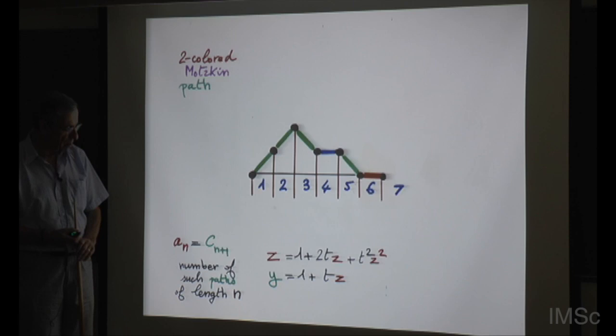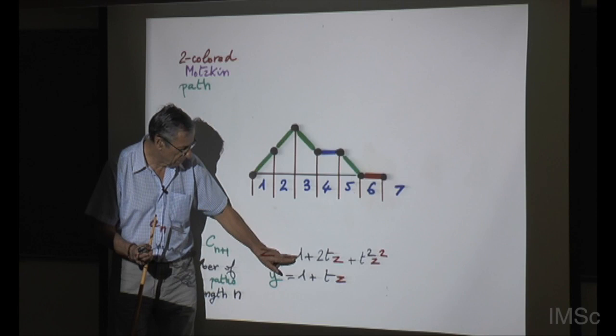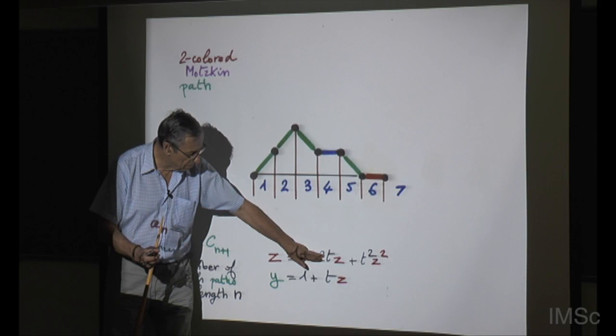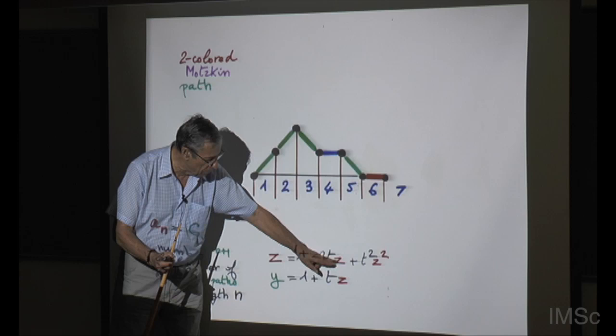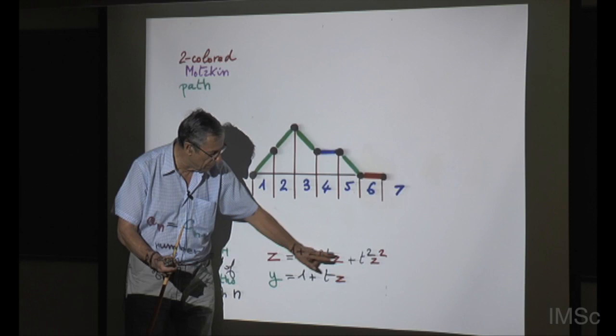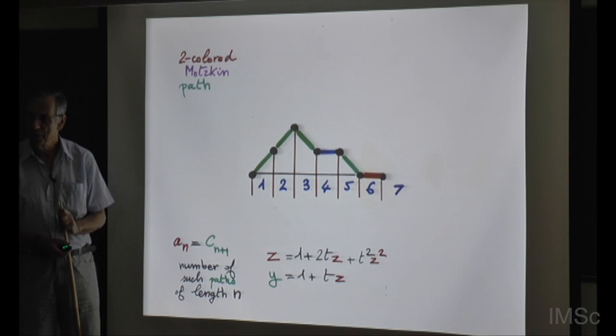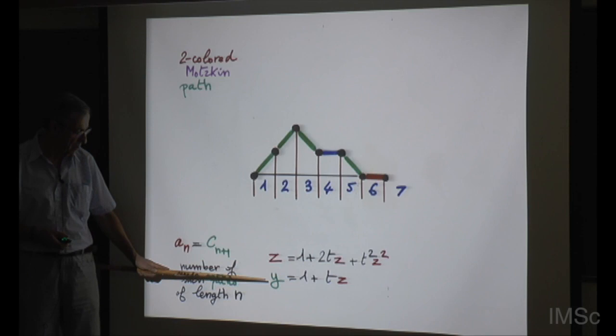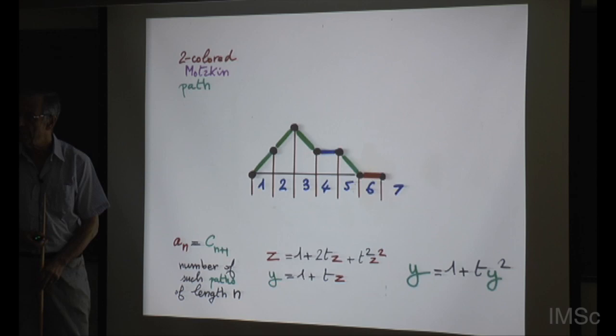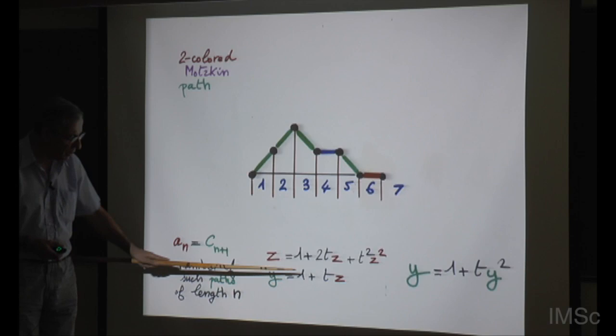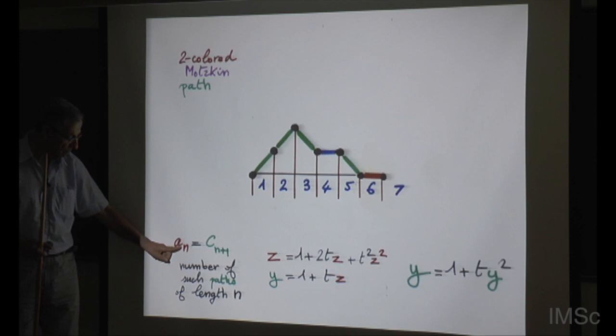So for two-color Motzkin paths, you have the same equation as for Motzkin. Either the path is empty, or else it is starting by a level. But now we have a two, because if it's starting by a level, it can be blue or it can be red, and then followed by the same kind of path. Plus, if it's not starting by a level, then it will go up, and then you cut the first time you touch. So you have exactly the same equation as for Motzkin, but you have a two here. Now if you write y equal one plus tz, you get exactly the generating function for Catalan. So this is Catalan. And this change of generating function from y to z is equivalent to a shift, going from n to n plus one.